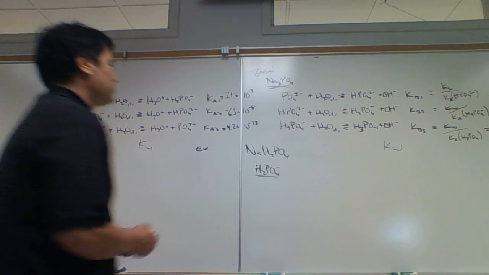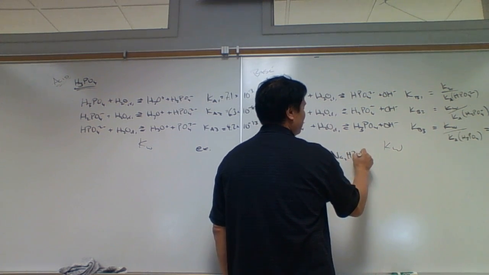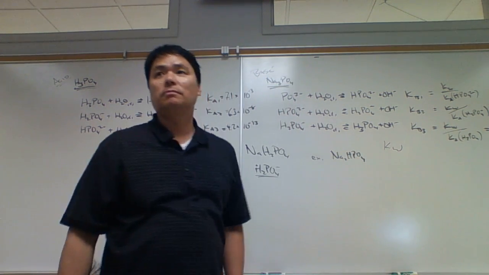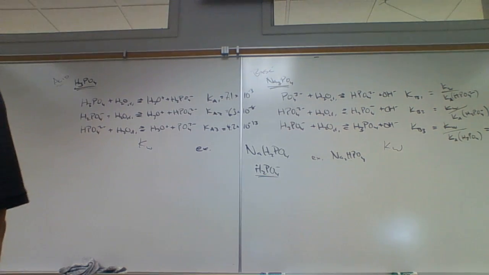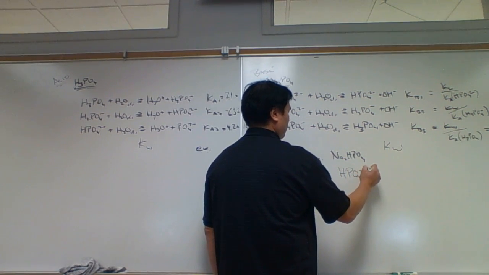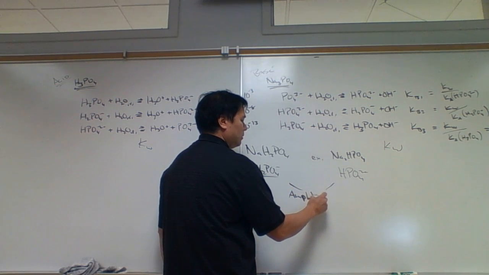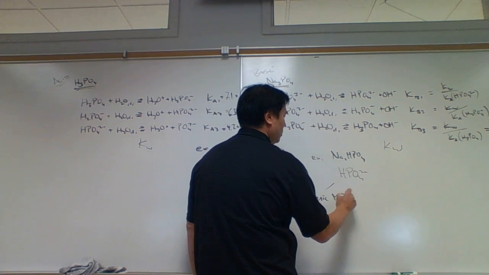This could be monohydrogen phosphate. Or how about this? Sodium monohydrogen phosphate. What should we do? Treat it as an acid and just look for the Kas, treat it as a base and just look for the Kbs, or neither of the above? Yeah, actually, you have to do both. For amphoteric species like this, you must do both.